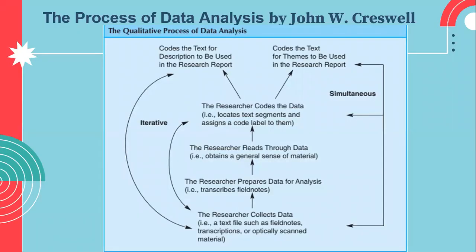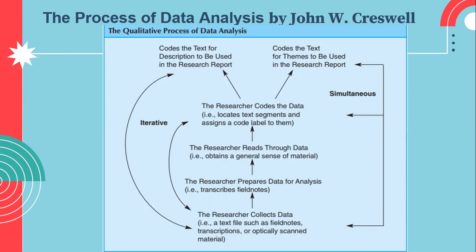And this is the illustration of the process of data analysis by John W. Creswell. Start from the bottom and up. The first is the researcher collects data, for example, text files such as field notes, transcriptions, or optically scanned material. Next, the researcher prepares data for analysis: transcripts and field notes. Then the researcher reads through the data to obtain a general sense of the material, and after that, the researcher codes the data. They allocate text segments and assign a code label to them. Codes the text for description to be used in the research report, and then codes the text for themes to be used in the research report.